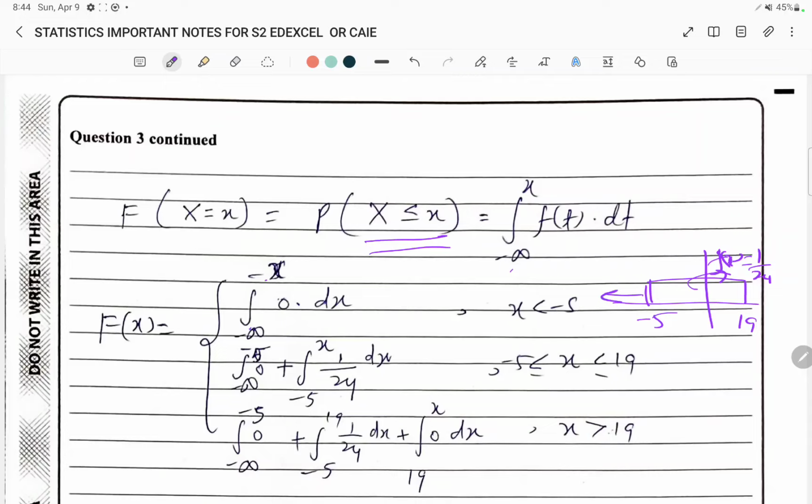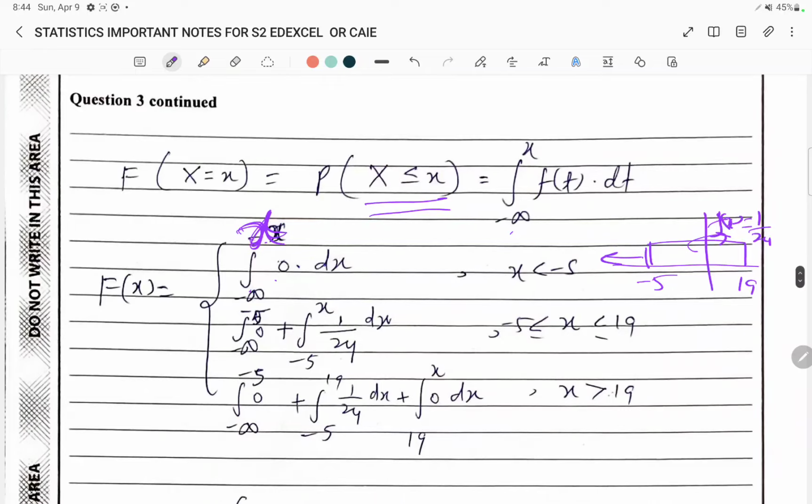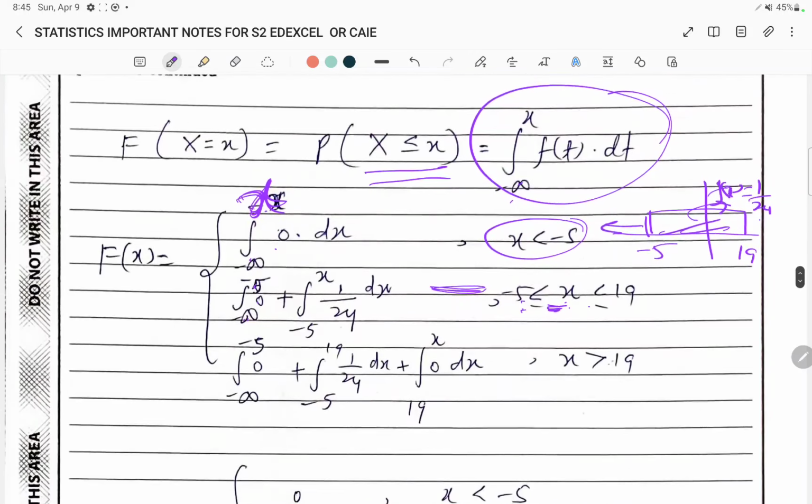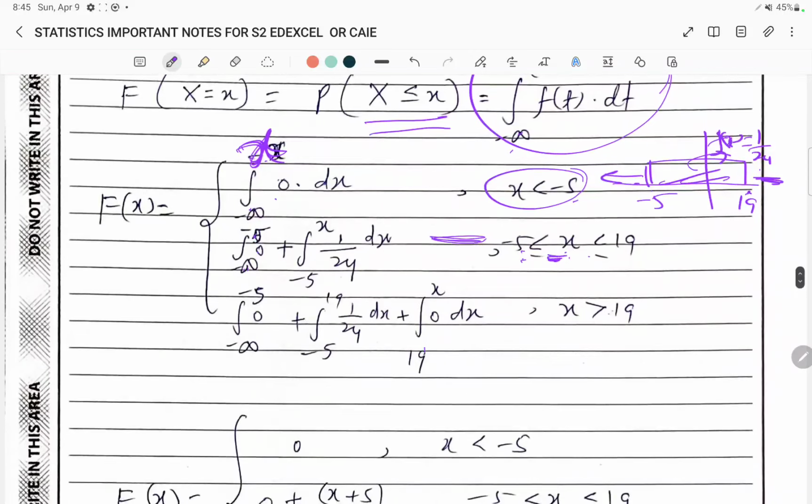So minus infinity to x, this is x, only x. We have 0. And if we are coming to this region, we also have to consider minus infinity to x, but x lies between minus 5 and 19. So first you write minus infinity to minus 5, then minus 5 to x. From minus infinity to minus 5, the function was 0, and then from minus 5 to x, in this region, the function is 1 over 24. And when x is greater than 19, on this side, it is minus infinity to minus 5, then minus 5 to 19, and 19 to x. So this side is 0, here we have 1 over 24, and here we have 0.